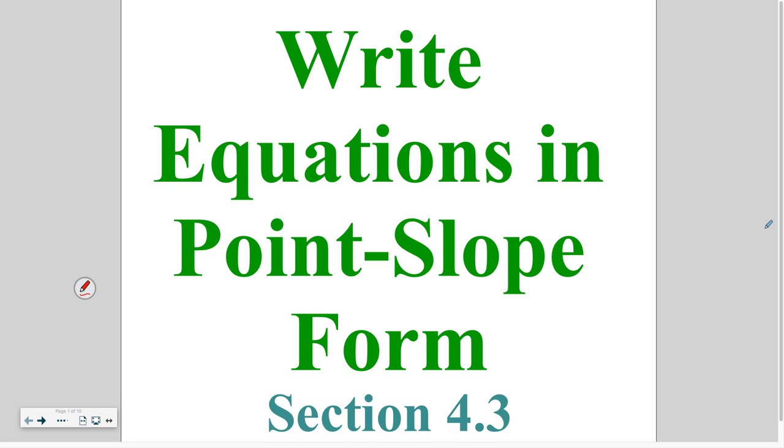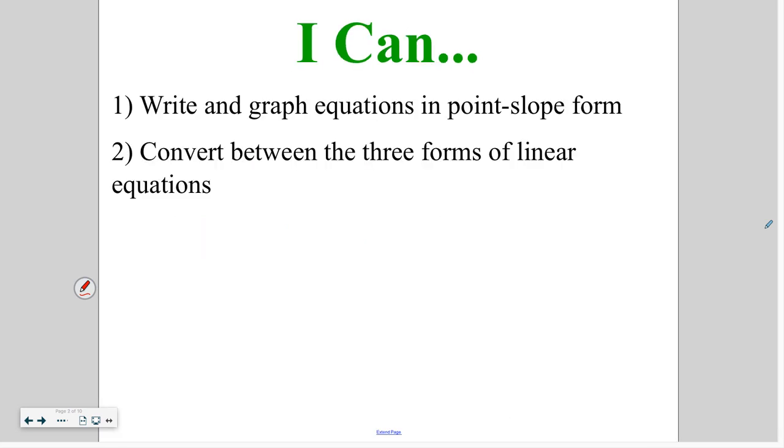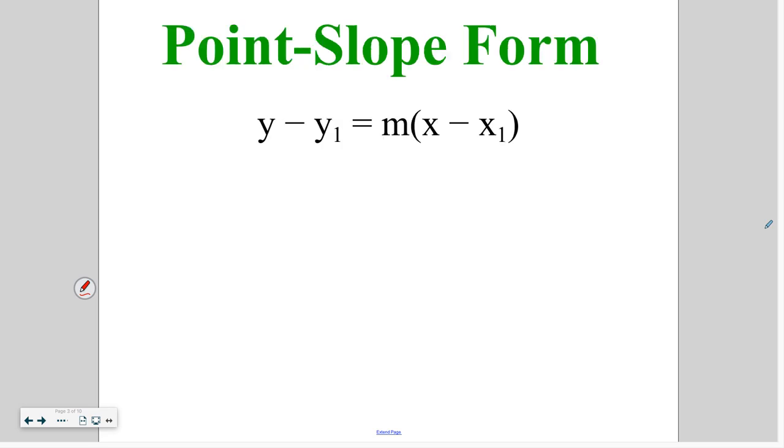Hello class, today we're going to talk about section 4.3, which is writing equations in point-slope form. By the end of today's lesson, you'll be able to write and graph equations in point-slope form and convert between the three forms of linear equations, which is standard form, slope-intercept form, and point-slope form. Point-slope form is our final type of linear format that we are going to see.